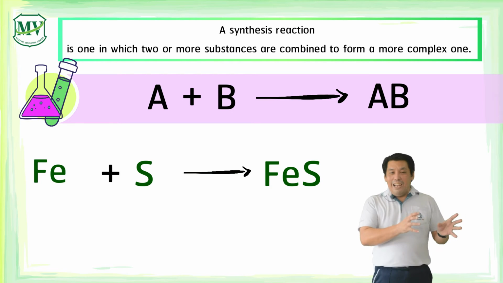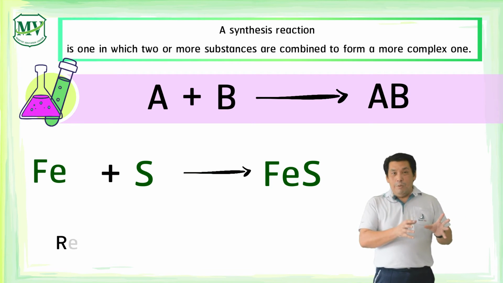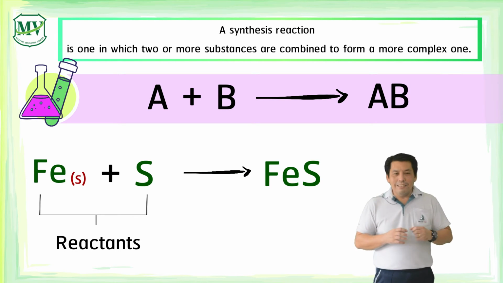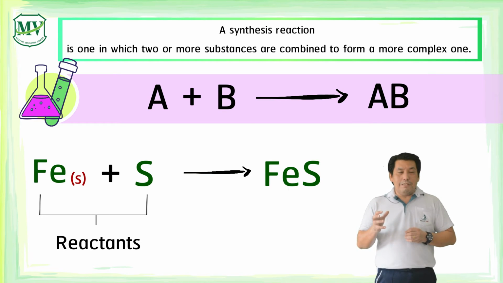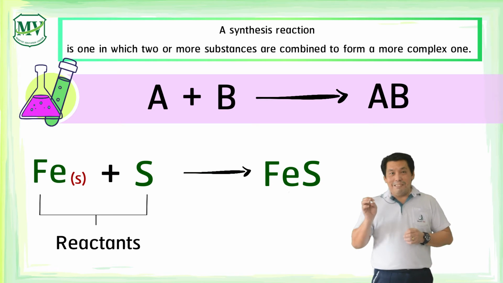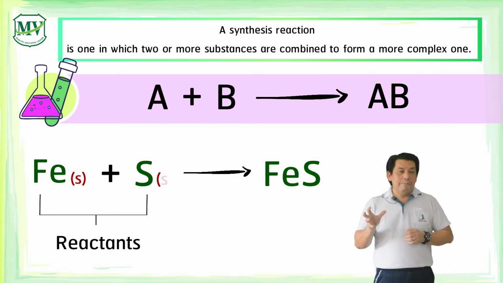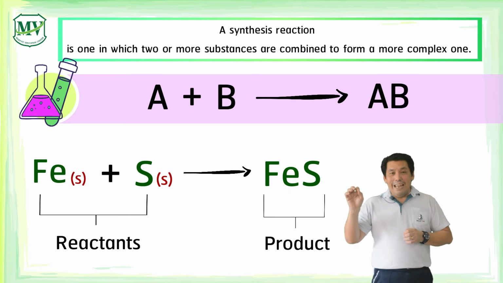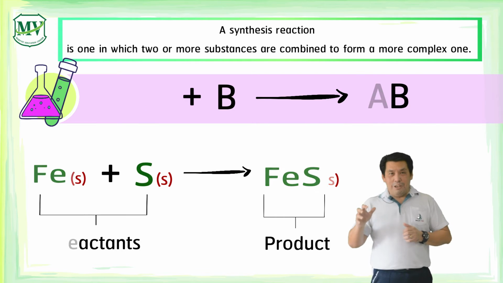On the left-hand side, we have the reactants. We have iron, which is Fe, denoted in its state, which is solid, S. Then you add plus sulfur, S, and denoted also by its state, which is solid. It will give you a product of iron sulfide, which is FeS. Now the product is still in the form of a solid.